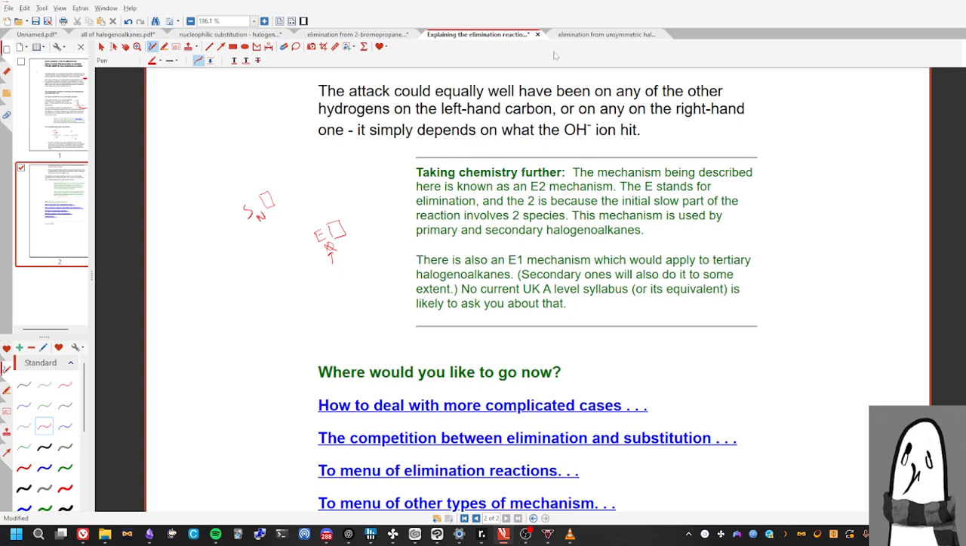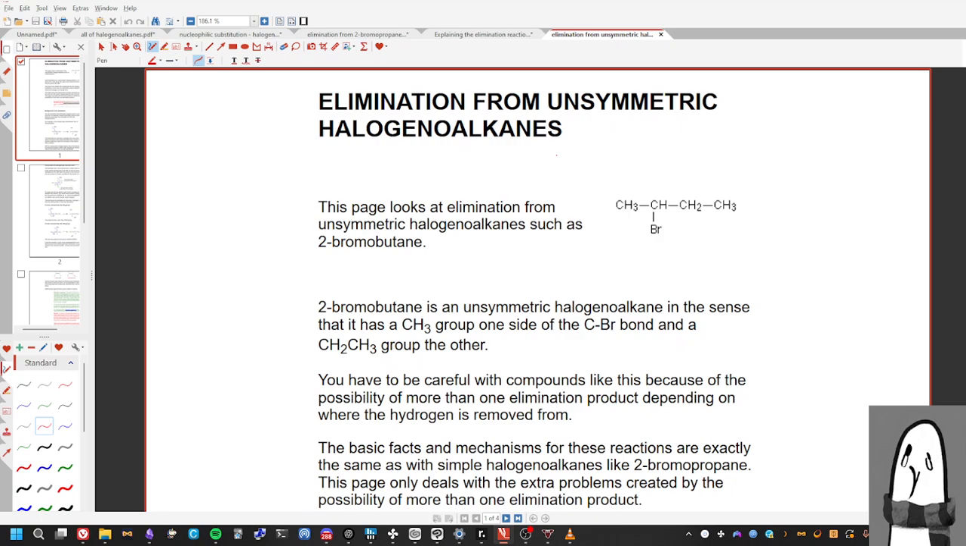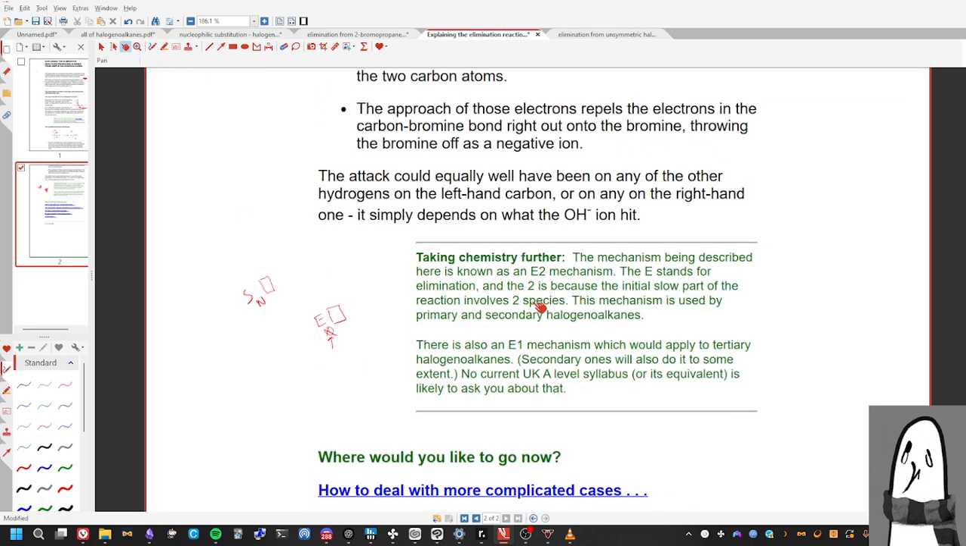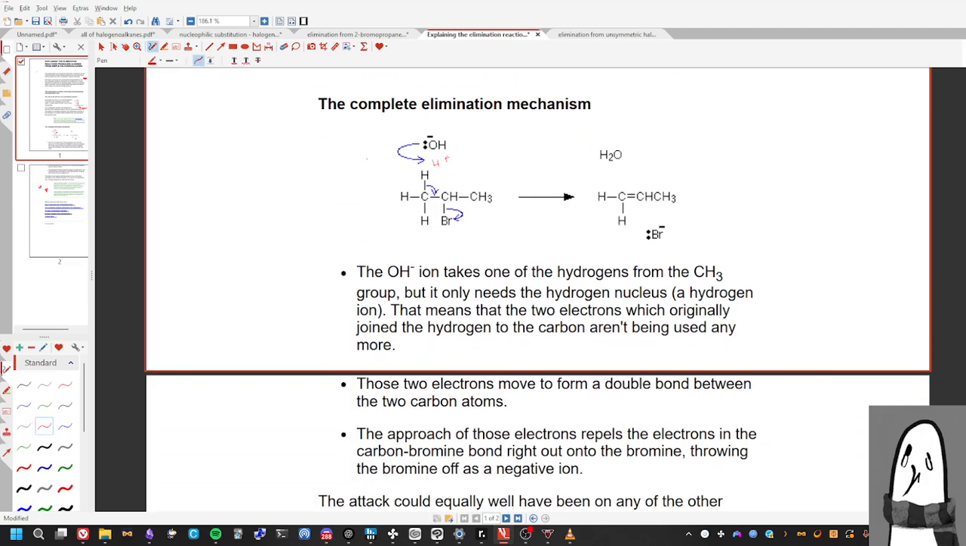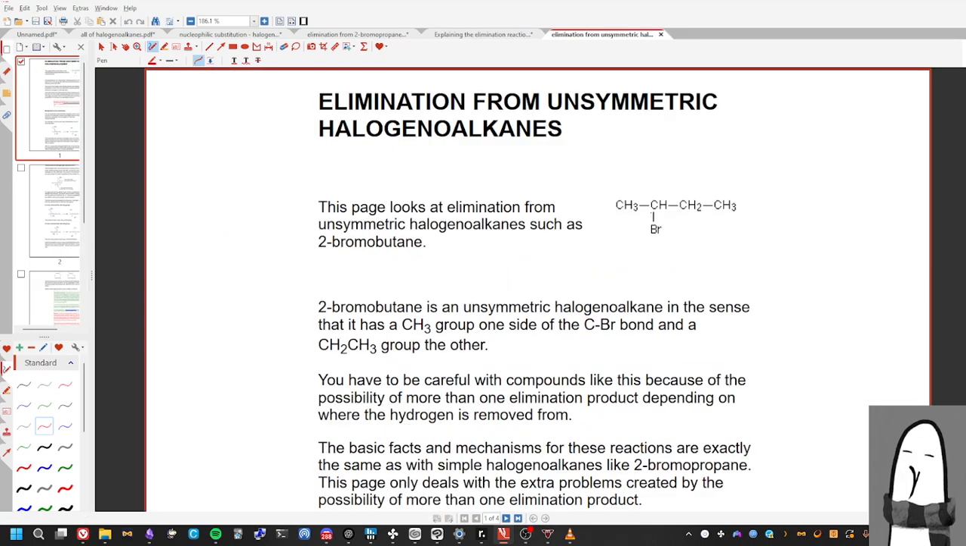Okay. So now talking about elimination for more unsymmetric halogenoalkanes. This page looks at elimination from the unsymmetric halogenoalkanes such as 2-bromobutane. First of all, let's look at the difference between 2-bromopropane and 2-bromobutane. If you look at the original 2-bromopropane, we'll have 1, 2, 3 carbon atoms plus the Br in the middle, and CH3 is just written like this, but in reality, it's literally just CH. Forget about this line: CH3, CH3, and you have your Br. So it is symmetrical. Now, if you have unsymmetrical, let's say it comes in from either here or from either here, what's going to happen?